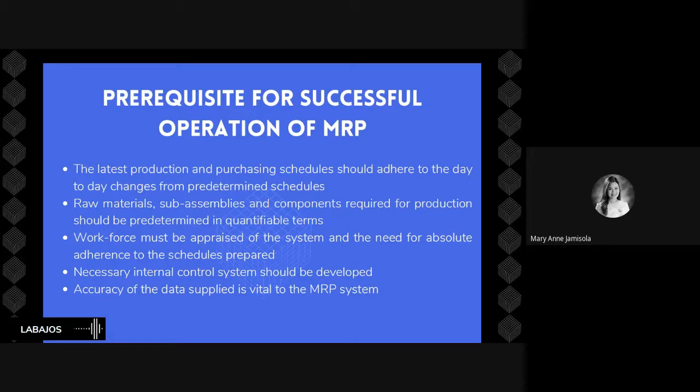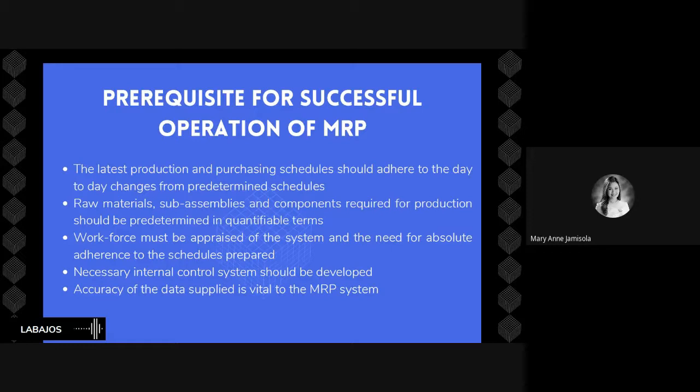Then the workforce must be appraised of the system and the need for absolute adherence to the schedules prepared. So the employees must also be trained on how to use the MRP, how to read the reports produced by our MRP system. They must be able to navigate the system in order to adhere also to the schedules that are in the system.